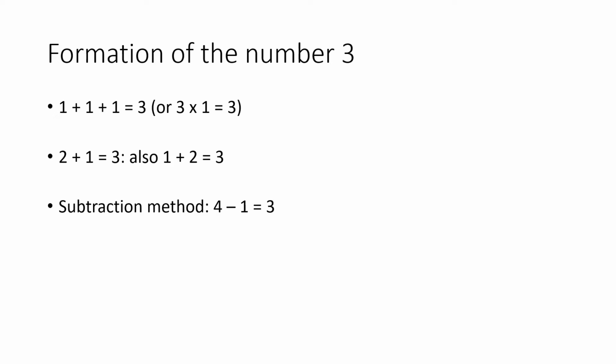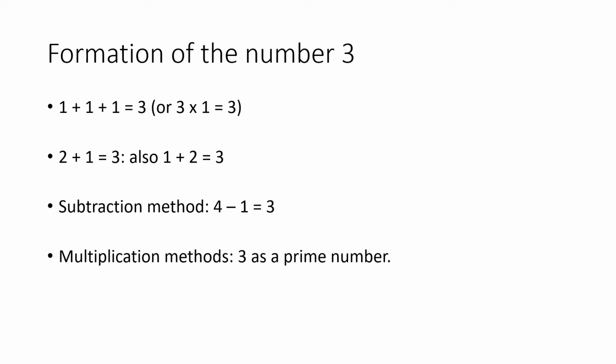Now, there are, of course, also many subtraction methods, but they involve numbers larger than 3, which we will discuss later, so I'm not going to go into these too in depth. But, for example, 4 minus 1 equals 3 is an example of the subtraction method. There are multiplication methods. However, it is important to remember that 3 is a prime number and therefore has only 2 factors, which are 3 and 1. Therefore, there is effectively only a single multiplication method, which is 3 times 1 equals 3, which we have discussed above.